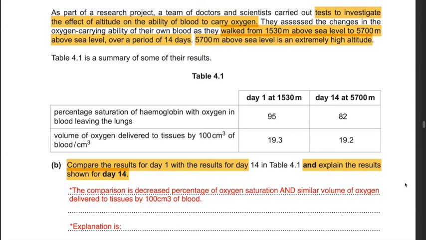The table given over here shows the percentage saturation of hemoglobin with oxygen in blood leaving the lungs, and also the volume of oxygen delivered to tissues by 100 centimeter cube of blood. And they have mentioned the day 1 at 1,530 meters and day 14 at 5,700 meters.